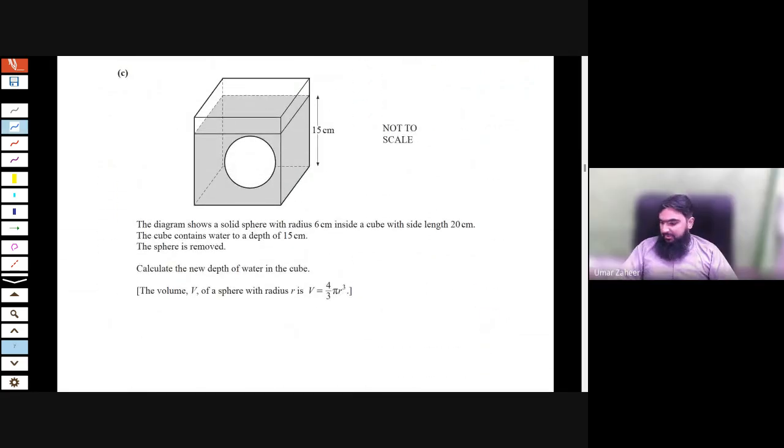Now we have the C part. The diagram shows a solid sphere with a radius of 6 centimeters inside a cube. We have a solid sphere inside a cube with length 20, so the overall side is going to be 20. The cube contains water to the depth of 15 centimeters. The sphere is removed. Calculate the new depth of the water in the cube.